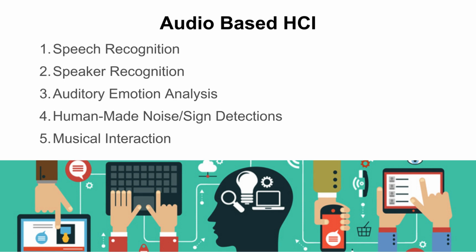And auditory emotion analysis. Efforts have been made to incorporate human emotions into intelligent human computer interaction by analyzing emotional cues in audio signals and human made noise detection. This involves recognizing typical human auditory signs like sighs, gasps, laughs, cries, etc., which contribute to emotion analysis and the design of more intelligent HCI systems. And then we have musical interaction. A relatively new area in HCI, it involves generating and integrating music with applications in the art industry.